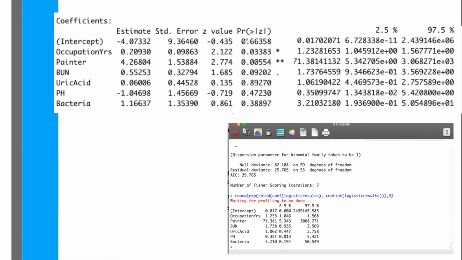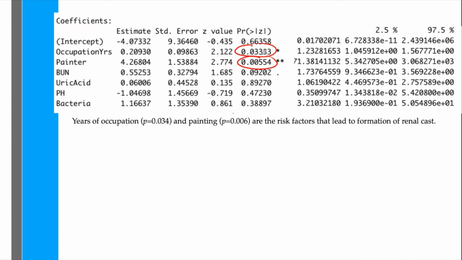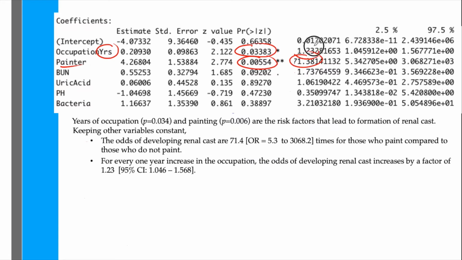So this tells us that occupation years and painter are the predictors or the risk factors that lead to formation of renal cast. Then, keeping other variables constant, the odds of developing renal cast is 71.4 times if painting is included as construction workers compared to if not. And for every 1 year increase in the occupation being construction worker, the odds of developing renal cast increases by a factor of 1.23. And then these are their confidence intervals.